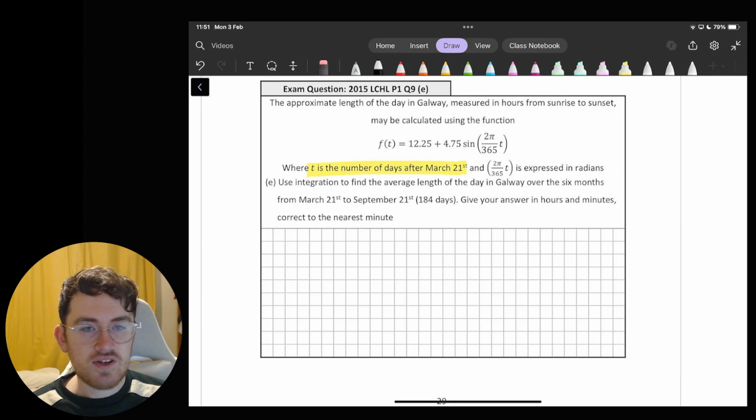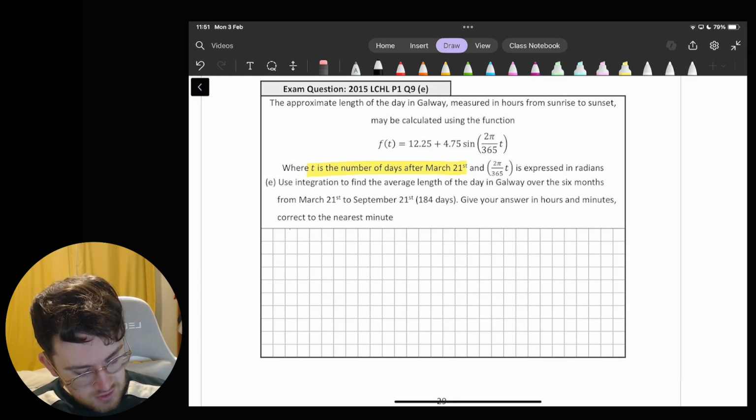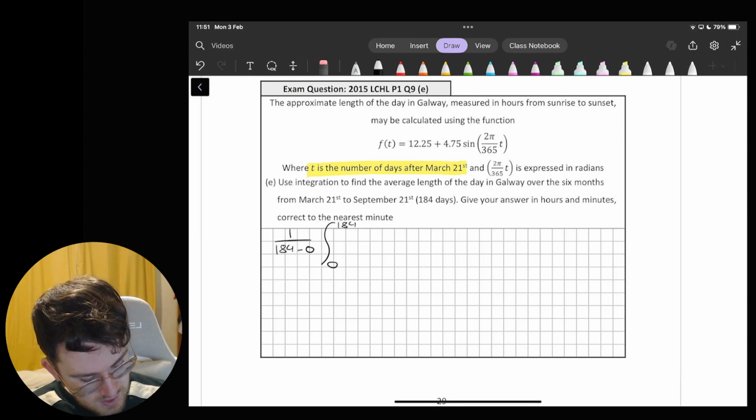Use integration to find the average length of the day in Galway over the 6 months from March 21st to September 21st, which is 184 days. Give your answer in hours and minutes correct to the nearest minute. So we are basically being asked to find the average value from 0 to 184, and we're integrating this trig function.